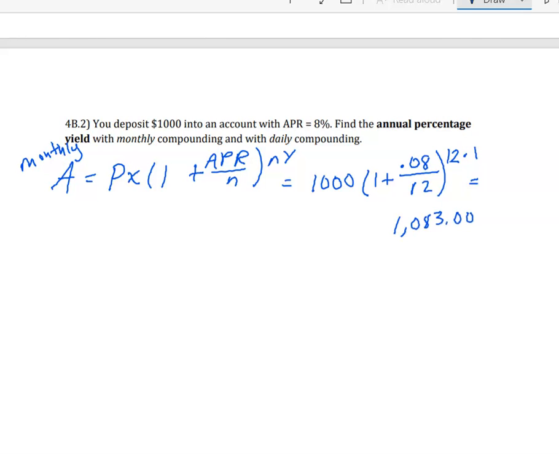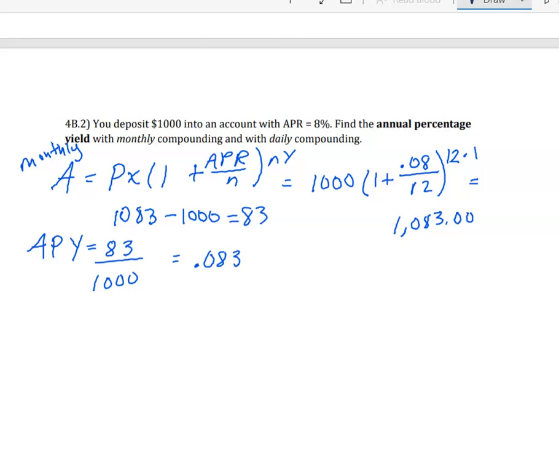Okay, and so that's going to give me $1,083. And to calculate the annual percent yield, we're going to take what we earned. So 1,083 minus 1,000, we earned $83 in a year, divided by what we put in, our principal, which is 0.083. And if we multiply that by 100, we can write that as a percentage of 8.3%, and that would be compounded monthly.